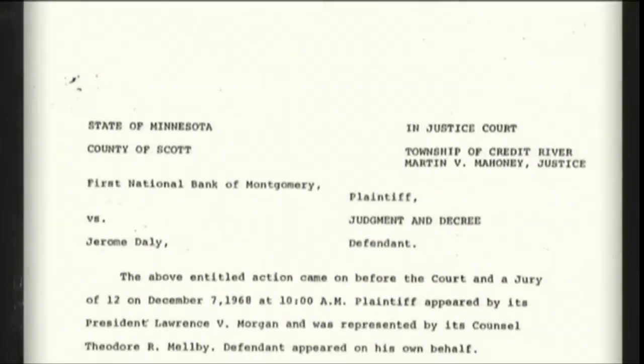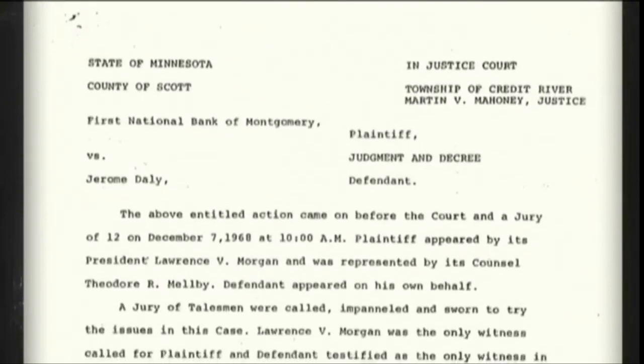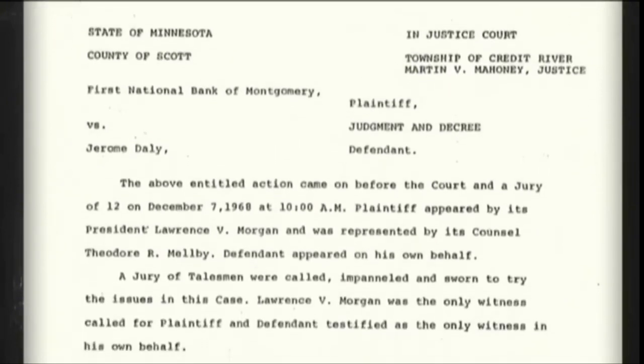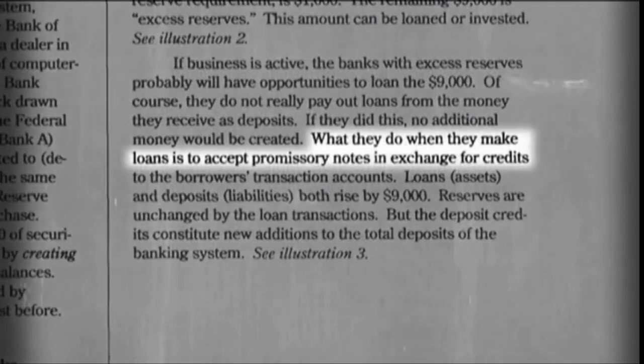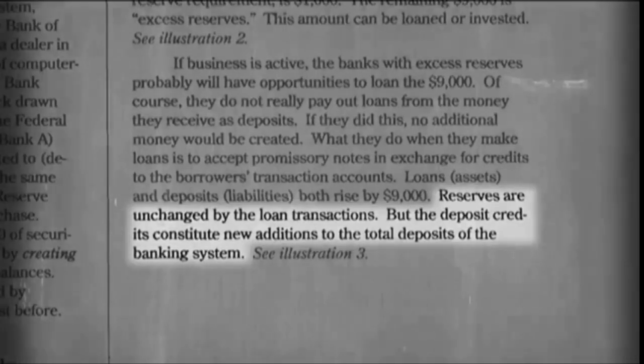Mr. Daly explained that the money was, in fact, not the property of the bank, for it was created out of nothing as soon as the loan agreement was signed. Remember what modern money mechanics stated about loans? "What they do when they make loans is to accept promissory notes in exchange for credits. Reserves are unchanged by the loan transactions, but deposit credits constitute new additions to the total deposits of the banking system." In other words, the money doesn't come out of their existing assets. The bank is simply inventing it, putting up nothing of its own except for a theoretical liability on paper.